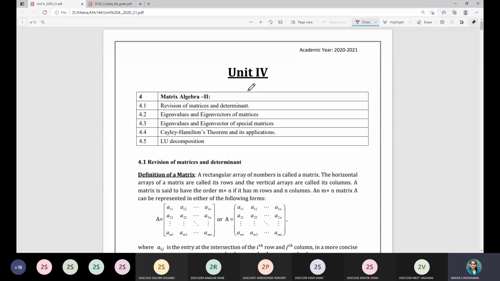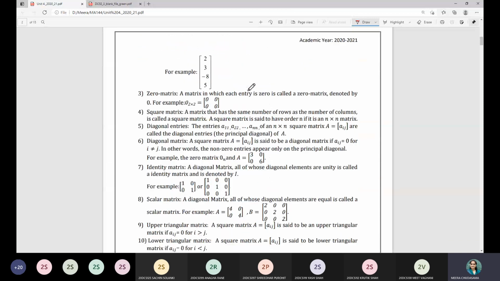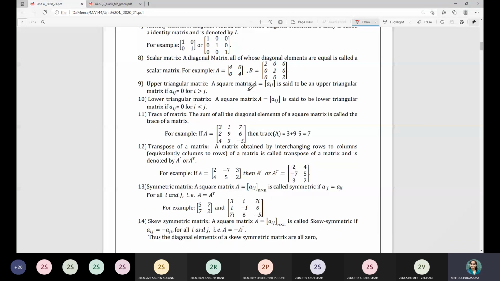we have considered special types of matrices, such as what will be the actual definition of a matrix. Then we have considered row matrix, column matrix, what will be the determinant of such a matrix. Then we have seen zero matrix, square matrix, diagonal matrix, identity matrix, right? Then upper triangular, lower triangular, scalar matrix. What do we mean by trace of a matrix?